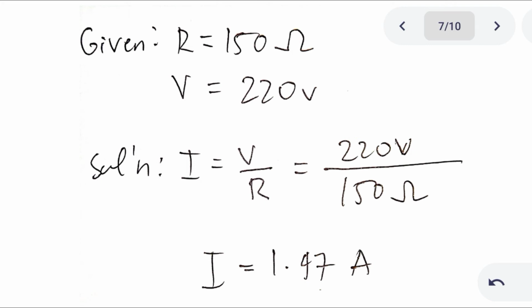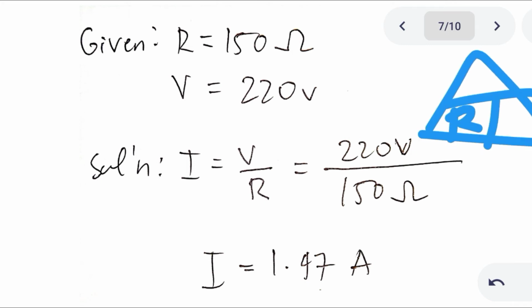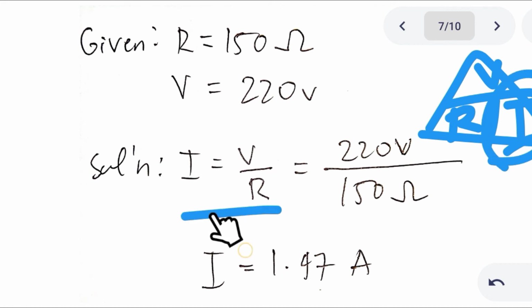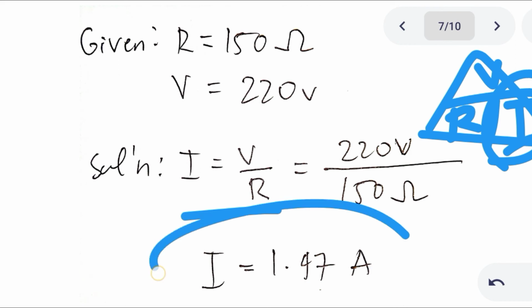The solution for this: you have to manipulate the triangle, right? You have R, then you have your V over I, right? So here you are looking for the current, ampere, that is V over R. So substitution: the value of your voltage is 220 volts, the value of your resistance is 150 ohms. If you divide the voltage by the ohms, you will have an ampere unit. Dividing that, you will have 1.47 ampere.